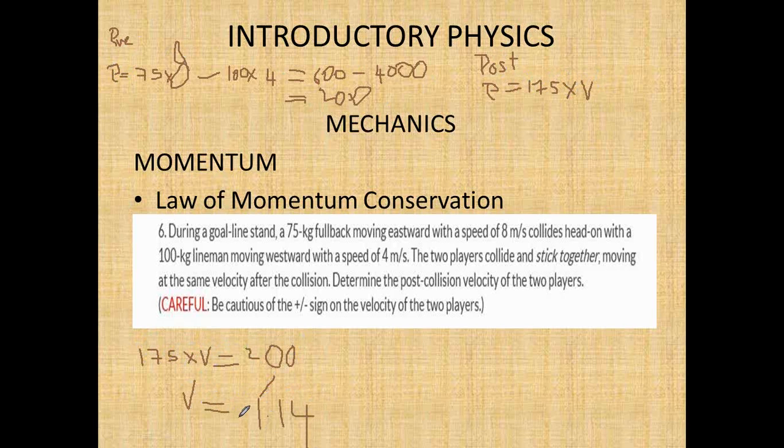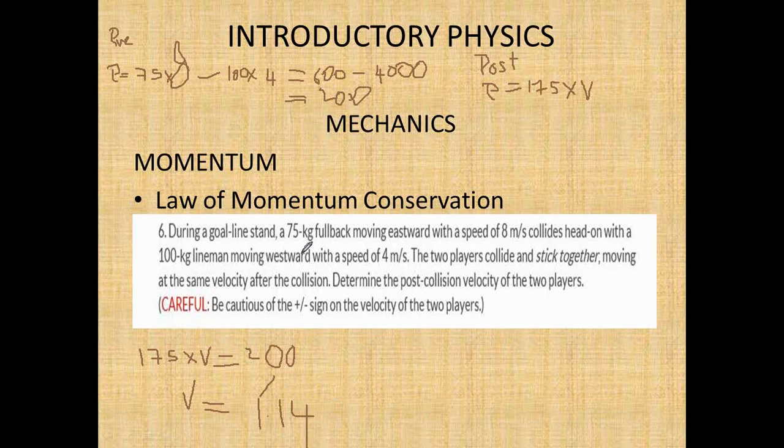So both players are now going to move eastward because they stick together. They're going to move eastward with a velocity of 1.14. So you can see that the fullback loses momentum, and the lineman gains momentum because he actually changed his direction and now moves eastward.